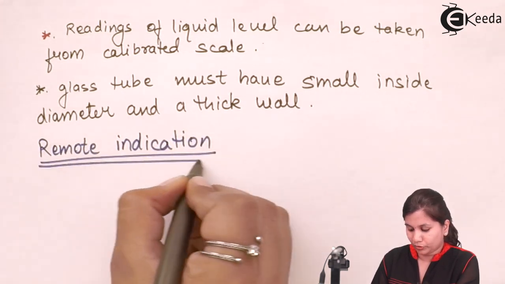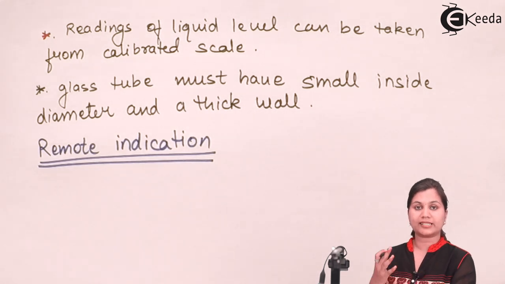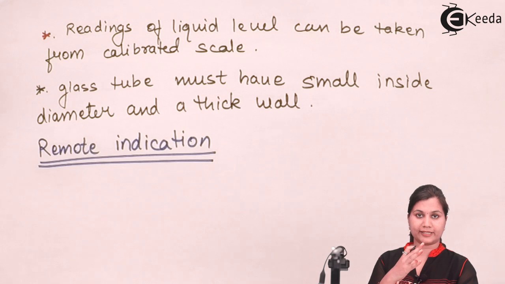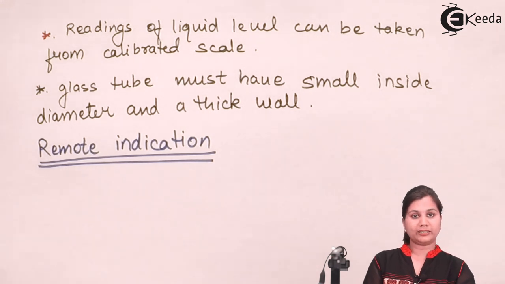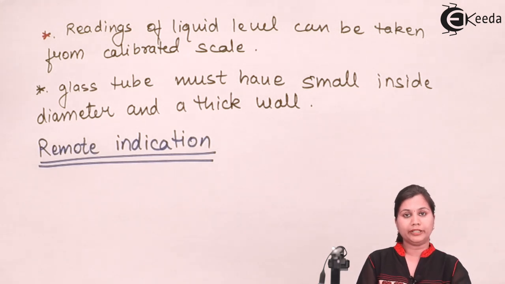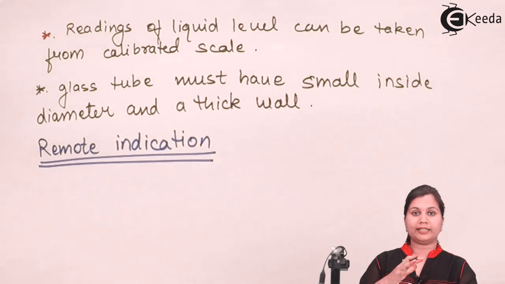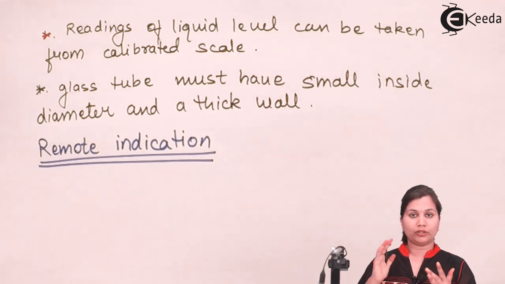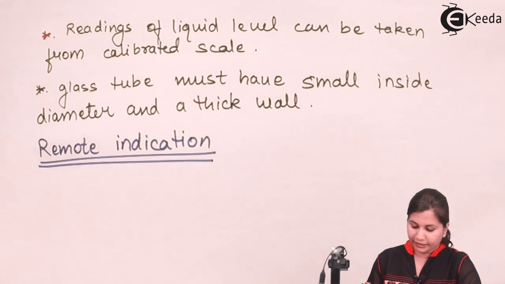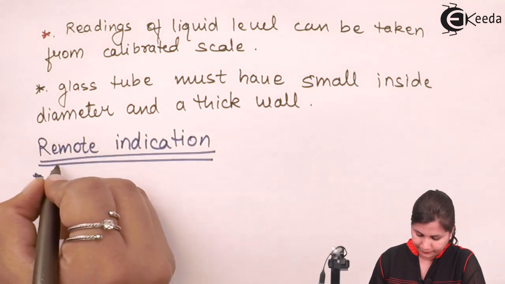In the construction, we have seen that the sight glass is connected with the tank itself. So wherever the tank is located, the sight glass is also located there, and the observer has to go near the tank and take the readings from the sight glass tube. If we want a remote indication, where the controller or the observer is in the control room and wants to see the level of the tank from there, how can we do this?